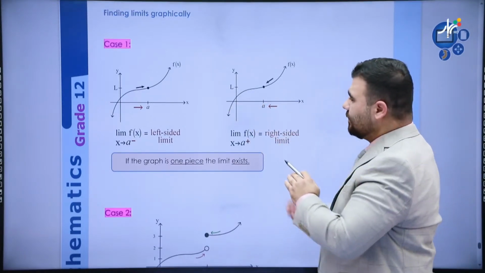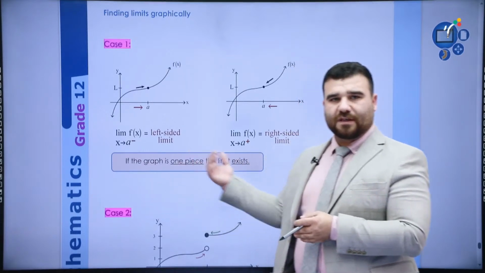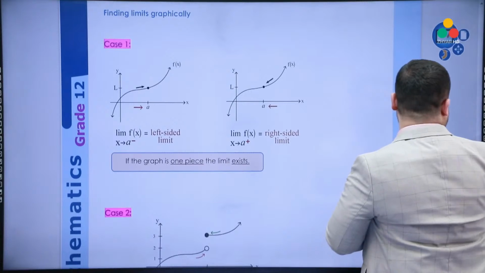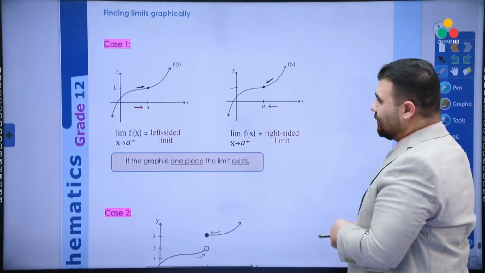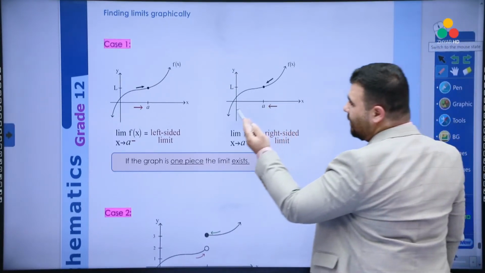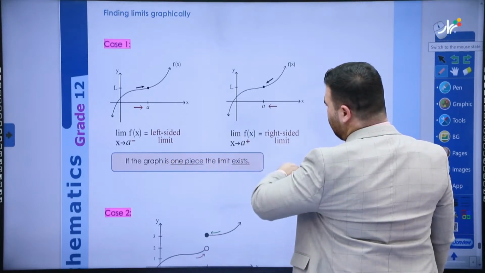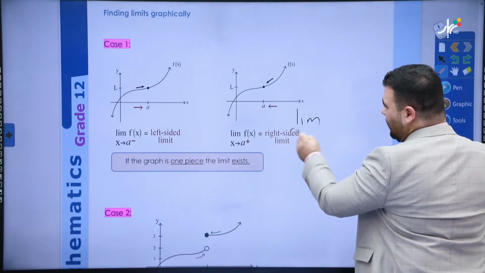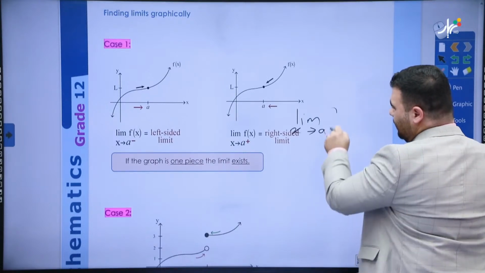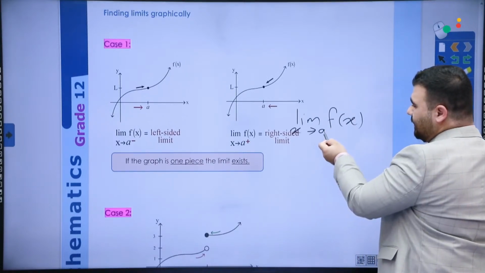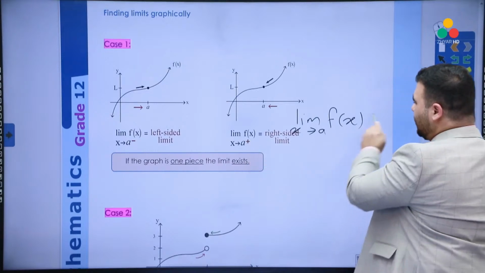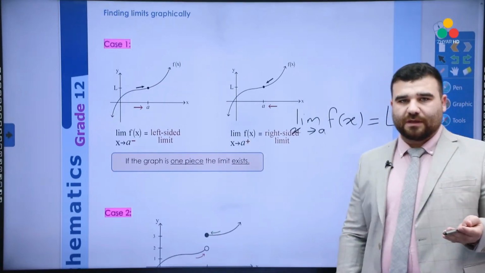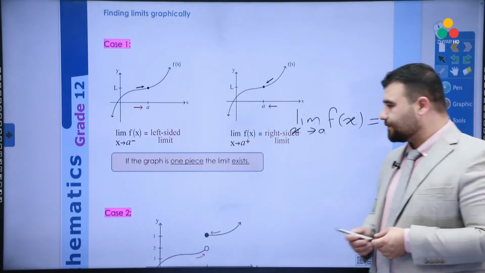Then since the limit of the left side is equal to the limit of the right side, the final answer is the limit exists and it's equal to L. So after I show the left limit and the right limit are both equal, then I can say limit x approaching A for f(x) without indicating left or right, because I did both, they are both equal. Then the limit at the end is equal to L and the limit exists.